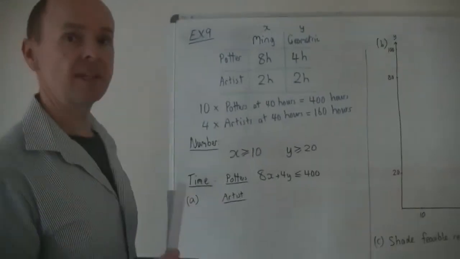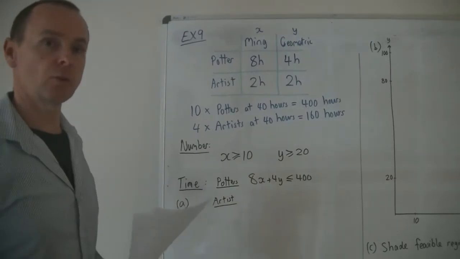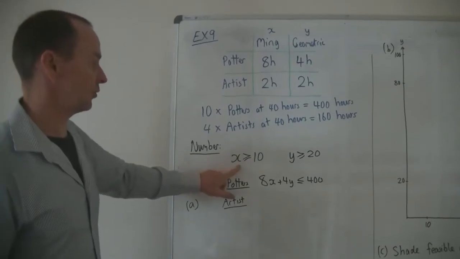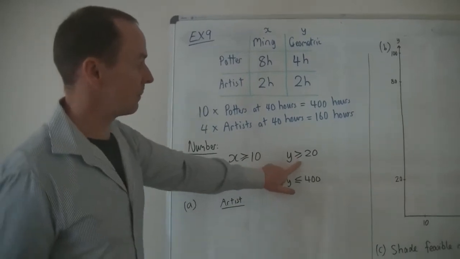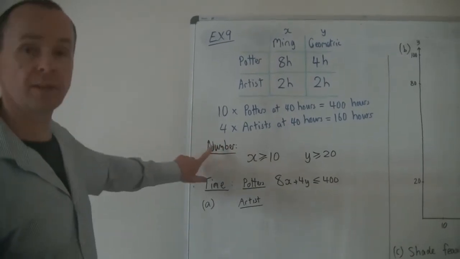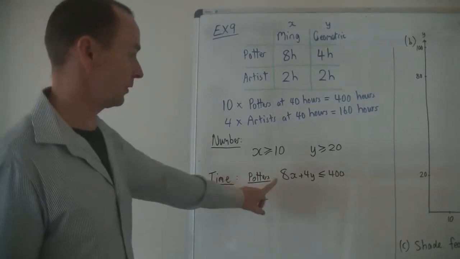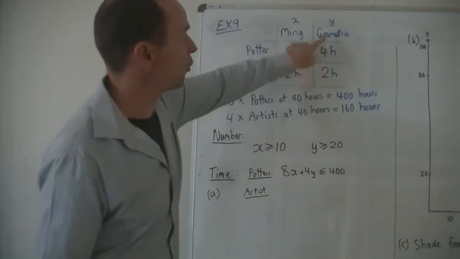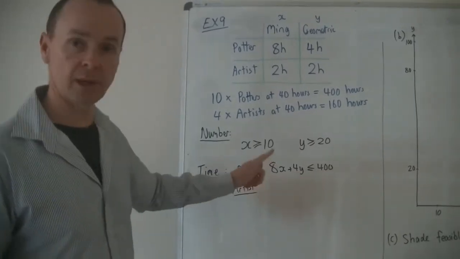Alrighty, so as I said, this is one of the harder questions. All that information is in the question. I'm not going to do every single part of it, but I'm going to explain most of the question. It already gives you the constraints that x must be greater than or equal to 10 and y must be greater than or equal to 20. Those are the constraints relating to the number of vases. Then there are constraints relating to time. The time for the potters is 8 hours for the Ming one, so it's 8x plus 4y, and it must be less than or equal to 400 hours. That equation was actually given to you.